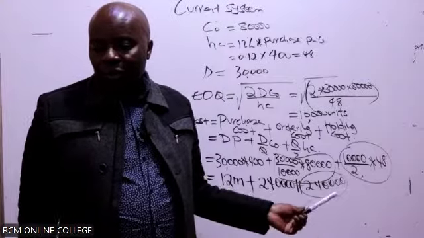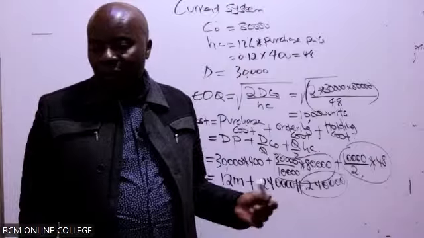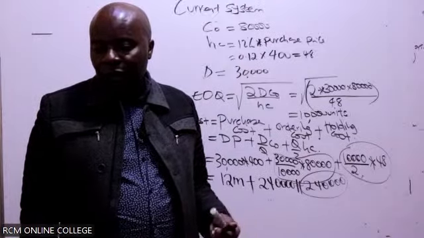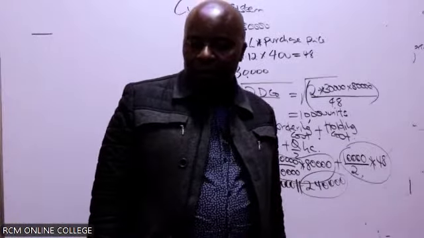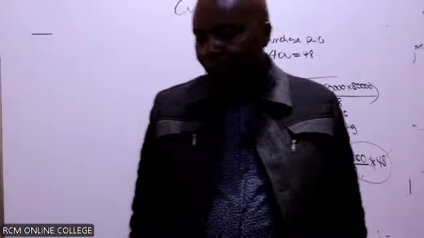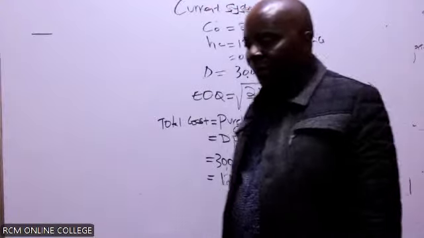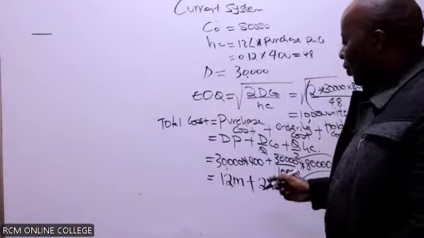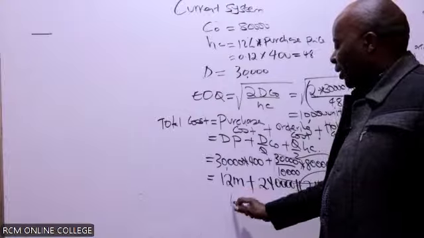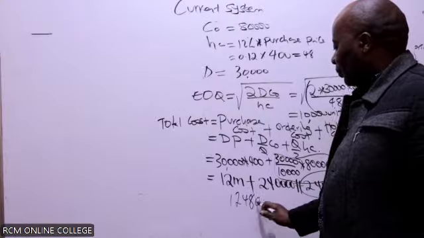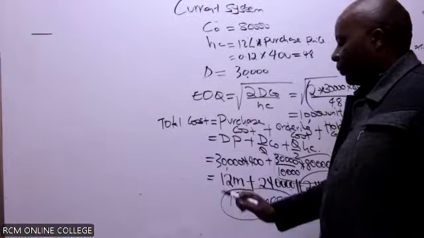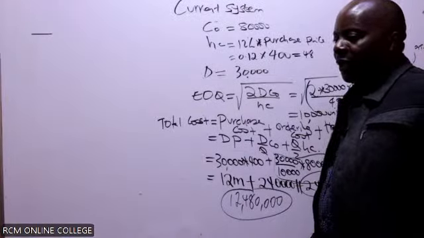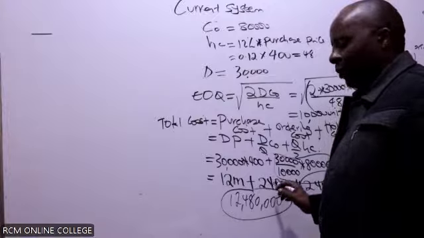So are you able to give me the final answer now? 12 million plus 240,000 plus 240,000. What is the final answer, ladies and gentlemen? 12,480,000. Yeah, so this figure you should be able to remember it.